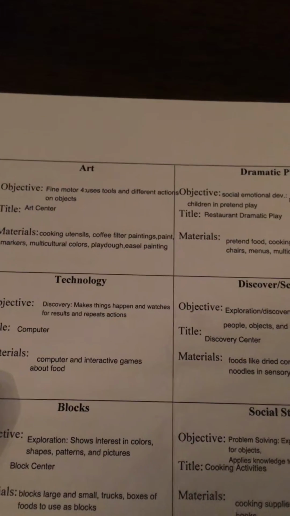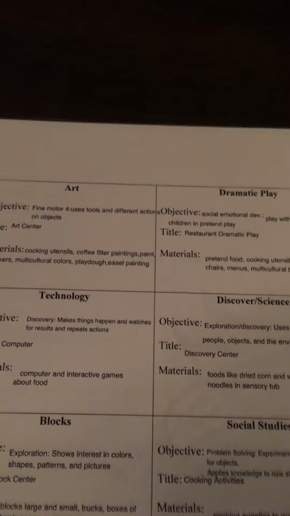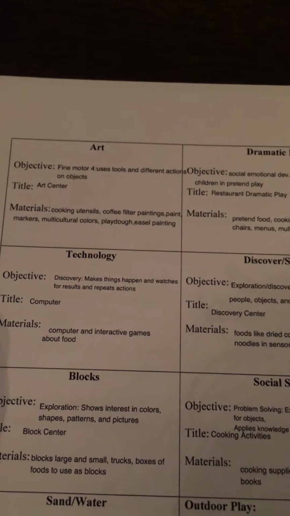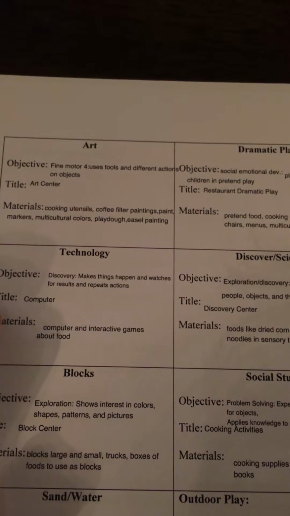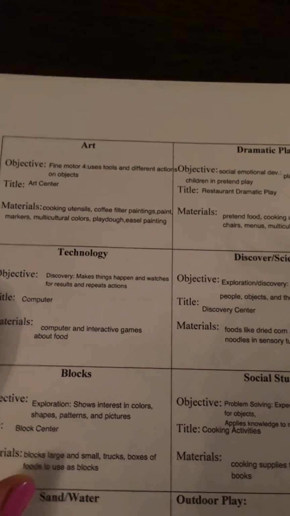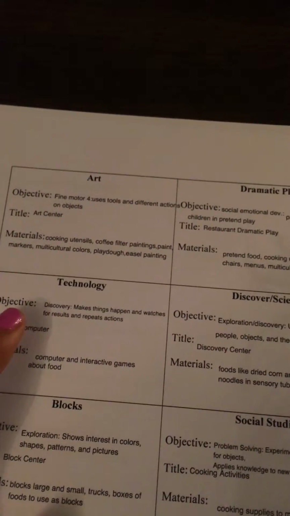For my art center, my objective would be fine motor, so we would focus on their fine motor skills by using tools and different actions on objects. So my materials would be cooking utensils, coffee filter painting, paint markers, multicultural colors, Play-Doh, and easel painting. So they could paint with cooking utensils for one of the activities.